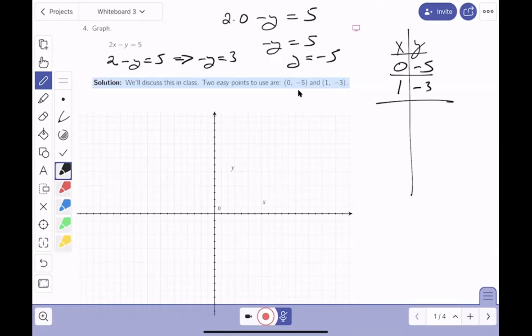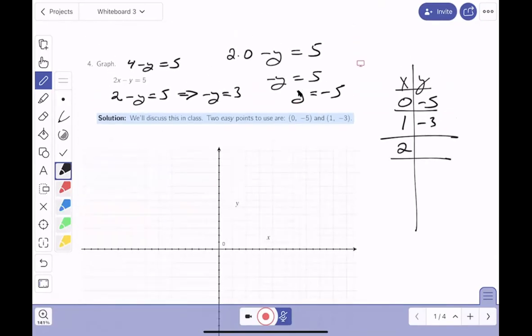And I think you probably know I want to pick another number, because 2 points is enough. I'm kind of testing myself out. Let's try 2. Plug it in. What do you get? 4 minus y is equal to 5. All right, it works. I know that. So what do you get? Minus y. Take 4 from both sides, is 1. So y is minus 1.